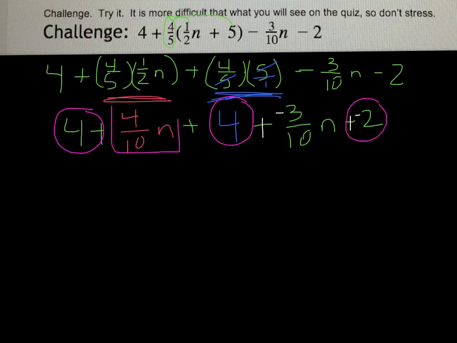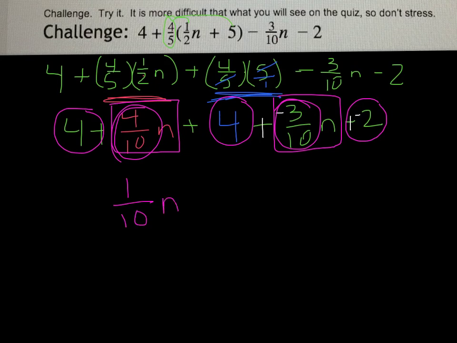And then I also see that I have 4/10 n, and I have another n right here which happens to be negative 3/10. So if I combine all of my n's first, I can see that my 4/10 and my negative 3/10 I can combine since both of them are in tenths. So 4 minus 3 gives me a total of 1/10 n.